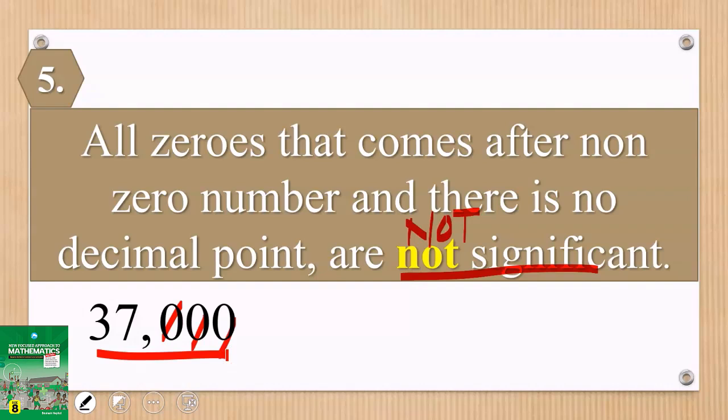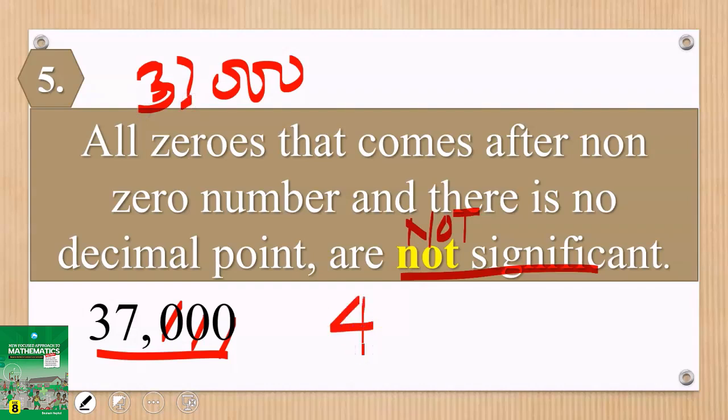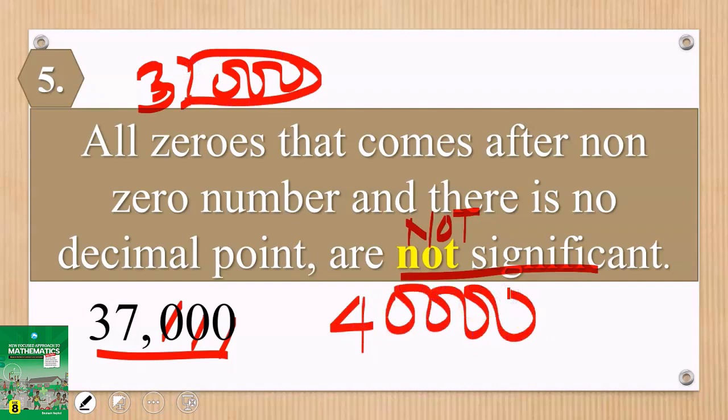So if you ask me to round 37,000 to 1 significant figure, I'm going to have only 1, that's 3. But because the 7 here is 5 or above, I'll round it up and make it 4. Then I will replace all this with zeros, 0, 0, 0, 0. And so 37,000 to 1 significant figure will be 40,000. I hope it makes sense.